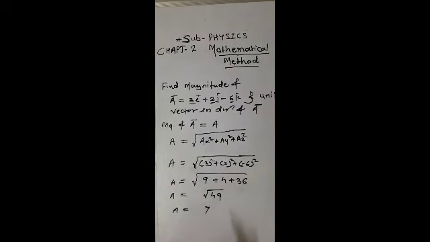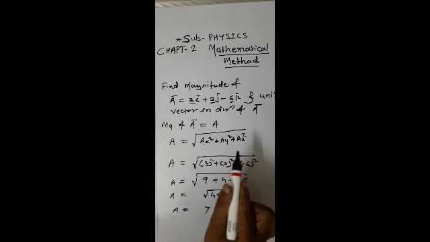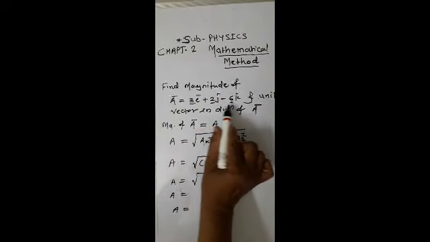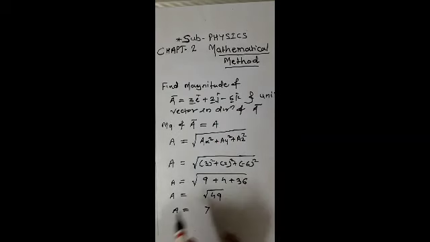Then how can you find the magnitude? It is the square root of the sum of the squares of the coefficients of i, j, k, that is 3, 2 and minus 6. There is a minus, but the square of a minus is also plus.